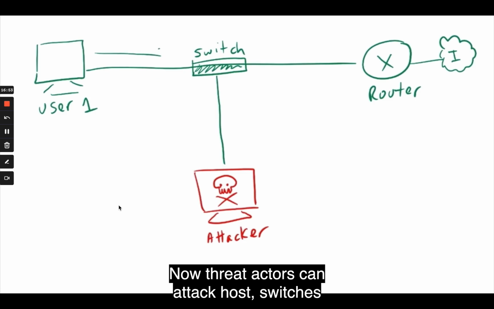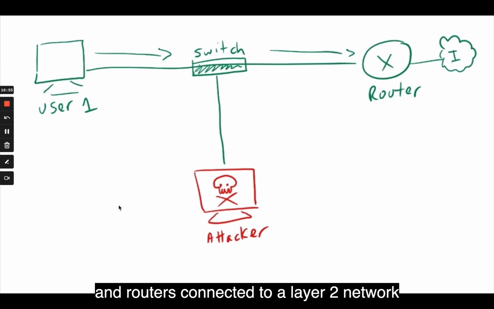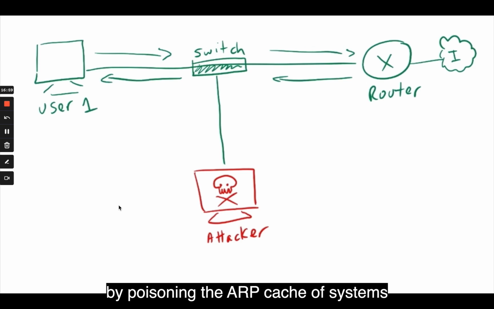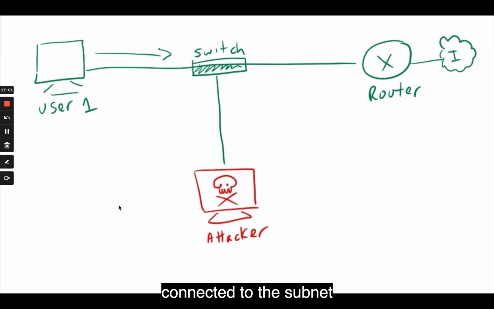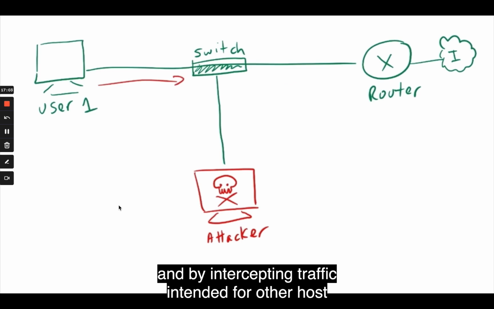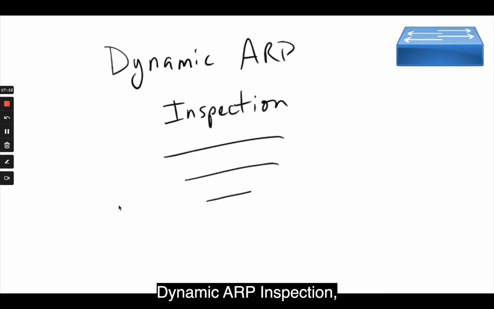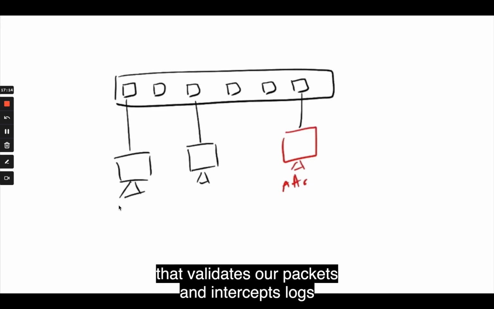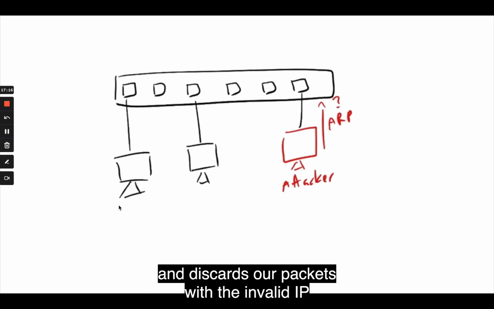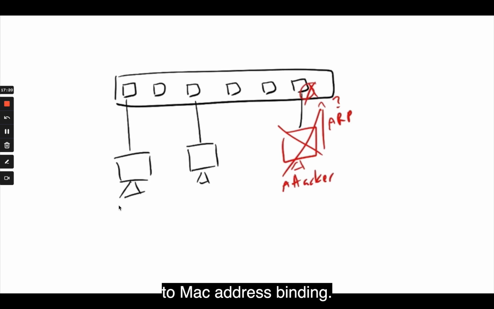Now, threat actors can attack hosts, switches, and routers connected to a layer 2 network by poisoning the ARP cache of systems connected to the subnet and by intercepting traffic intended for other hosts in the subnet. Cisco switches support a feature called dynamic ARP inspection that validates ARP packets and intercepts, logs, and discards ARP packets with the invalid IP to MAC address binding.